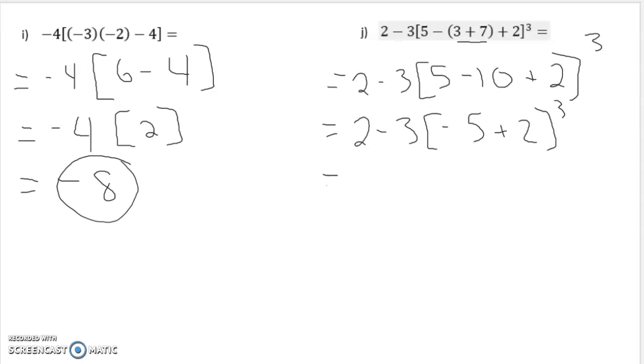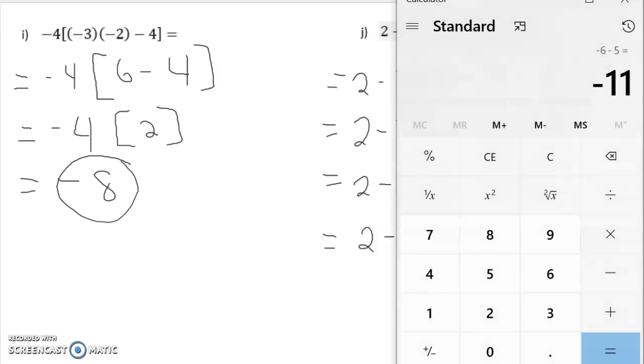So next, we're going to work on inside this bracket here. So I'm going to write 2 minus 3, and then inside this square bracket, 5 take away 2 gives us negative 3. And then cubed. Okay, so now the brackets are all done. So now we have exponents. So it means negative 3 to the exponent 3. So we have 2 minus 3 out front. But now inside this bracket, it's negative 3 cubed.